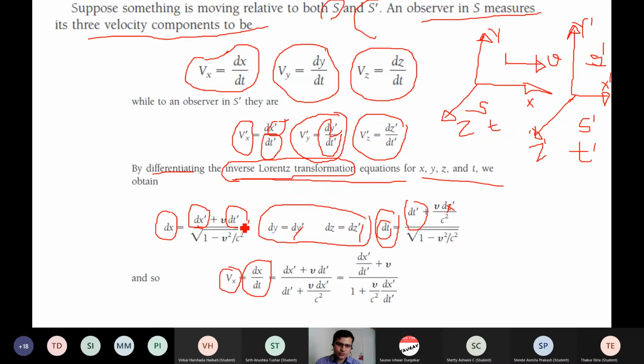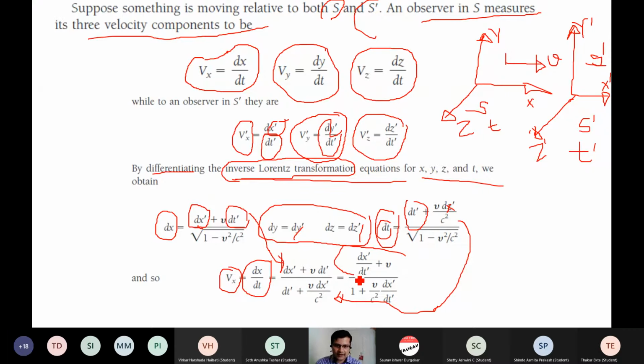So you just do these calculations here: put the value of dx as dx prime plus v dt prime, and you put the value of dt from this equation, which is dt prime plus v dx prime by c square. Hope you are understanding. These are simple mathematics we are doing, and we are just finding the velocity in the x component. So you just do dx by dt, okay?